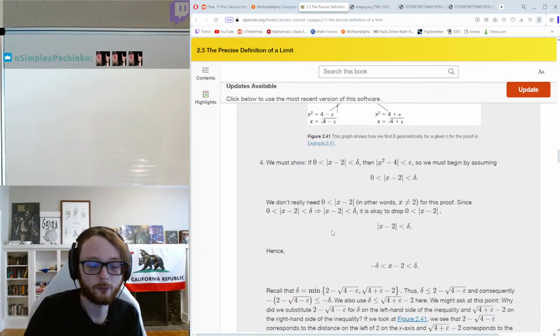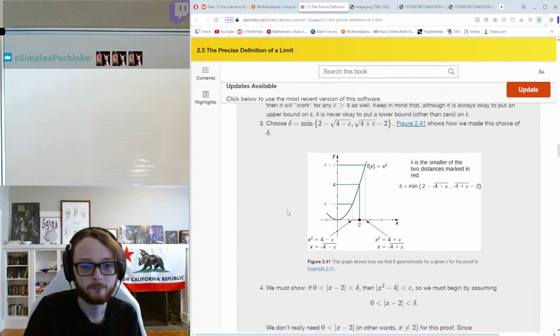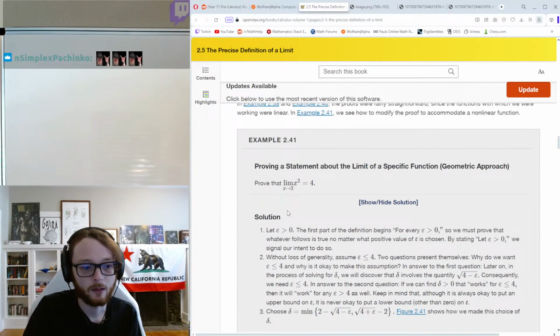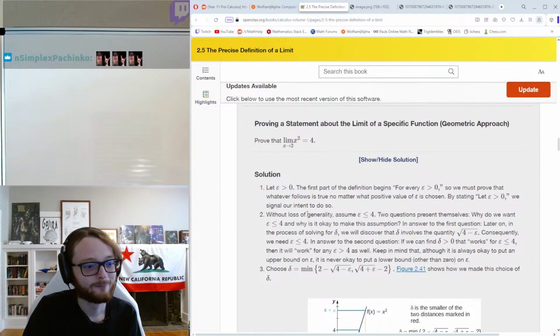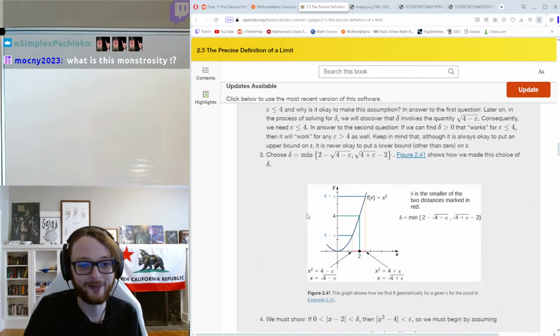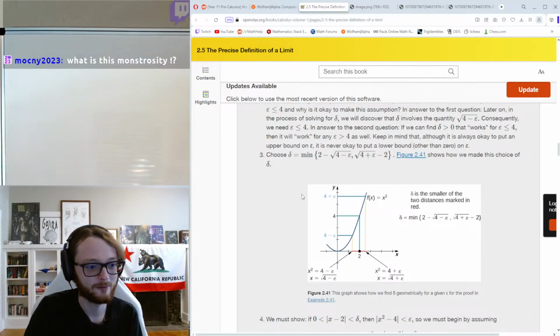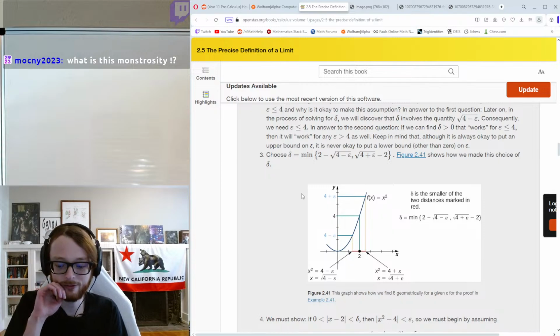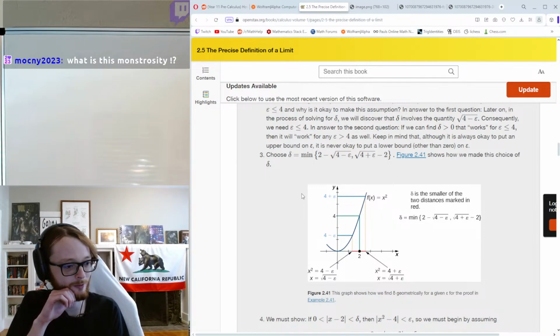I've been going through this website and trying to work out some of the example problems they have here. What is this monstrosity? Oh yeah, so this site does the same limit a geometric way, and I think there's probably a more precise way to get your value of delta if you do it this geometric way, but I don't really want to do it the geometric way because I feel like it's not going to be very generally applicable.